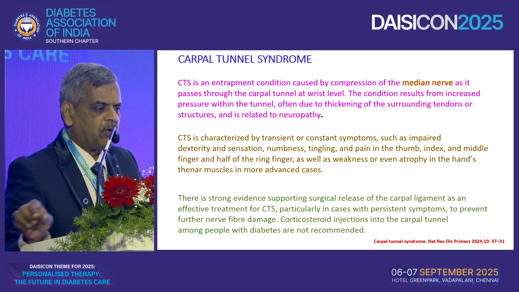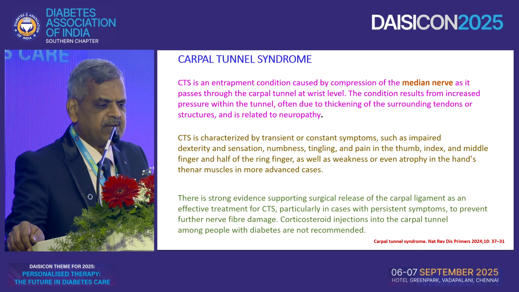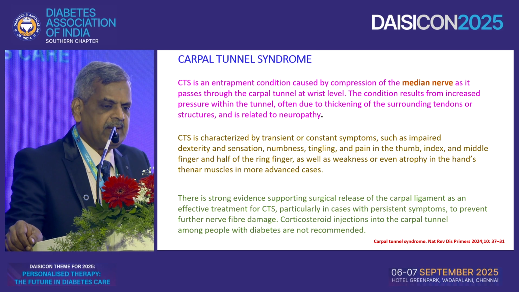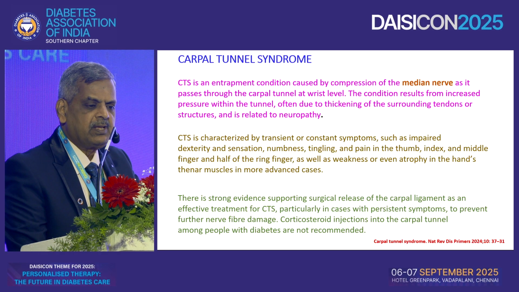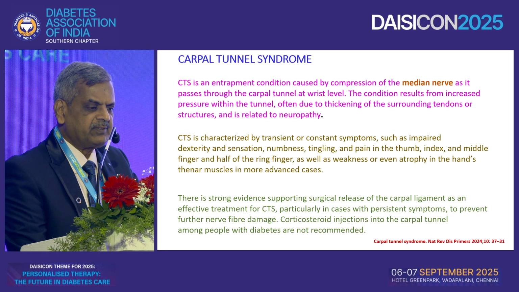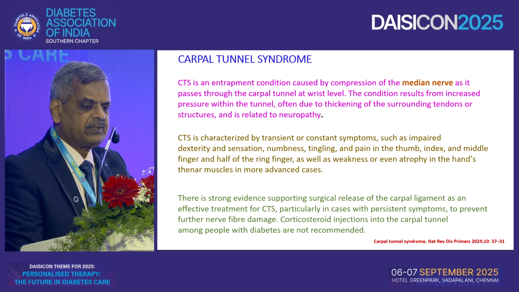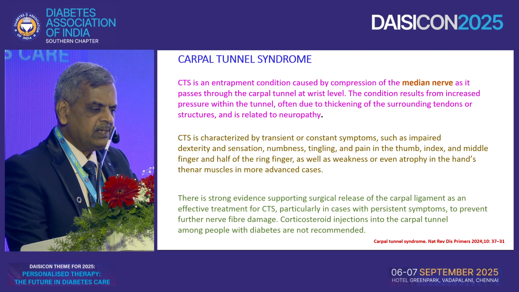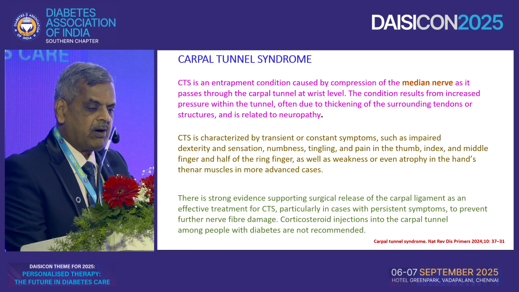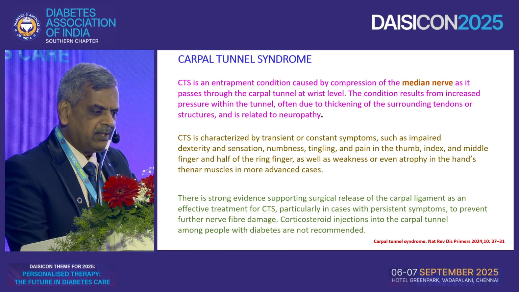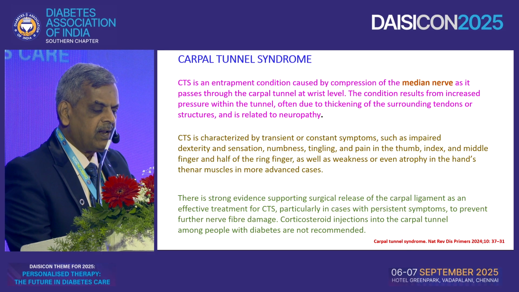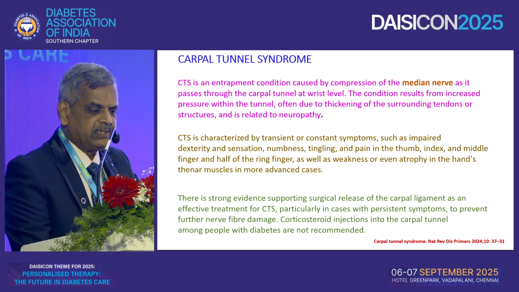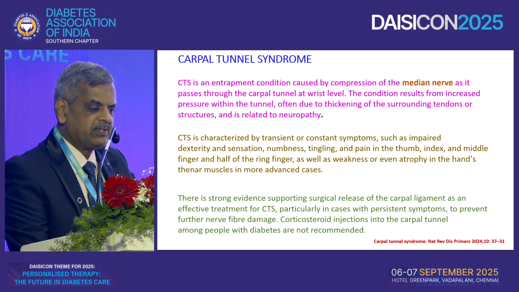So, carpal tunnel syndrome. Carpal tunnel syndrome is an entrapment condition caused by compression of the median nerve as it passes through the carpal tunnel at wrist level. The condition results from increased pressure within the tunnel, often due to thickening of the surrounding tendons or sutures. CTS is characterized by transient or constant symptoms of impaired dexterity and sensation, numbness, tingling and pain in the thumb, index and middle finger. See, thumb, index and middle finger and half of the ring finger, as well as weakness or even atrophy in the hands, thinner muscles, etc.